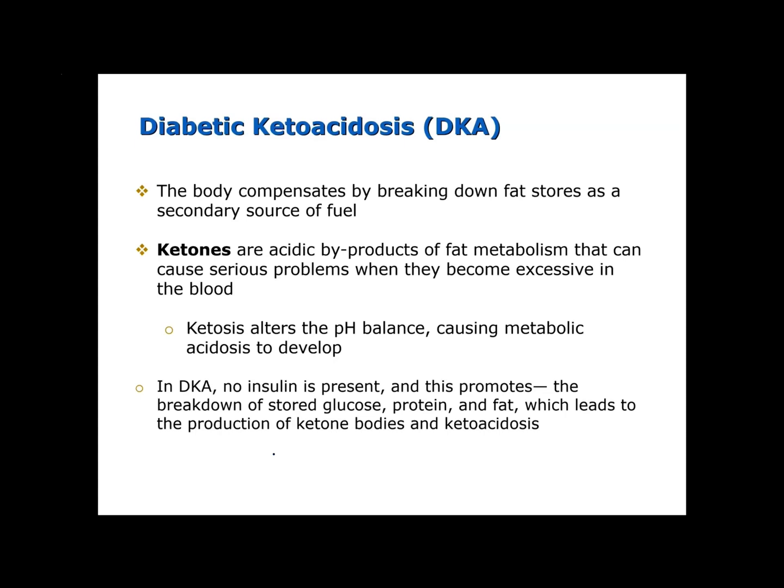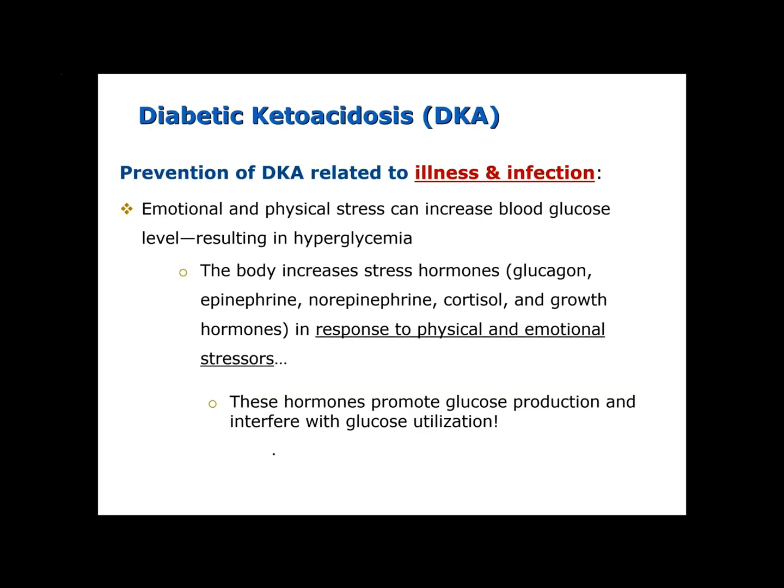And we talked about earlier, if your body can't get sugars using insulin, it's going to break down fat stores, and that's how it gets the ketones. Like I said, there are acidic byproducts of fat metabolism, decreasing your pH and causing metabolic acidosis. That's the process with that.